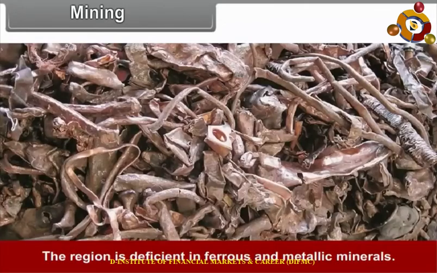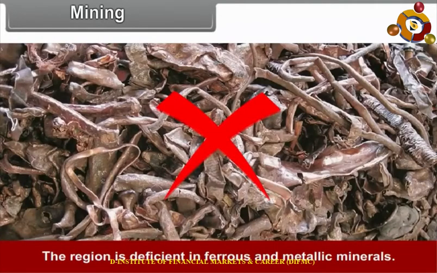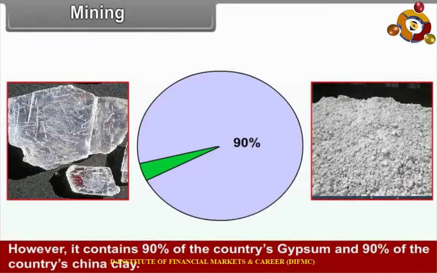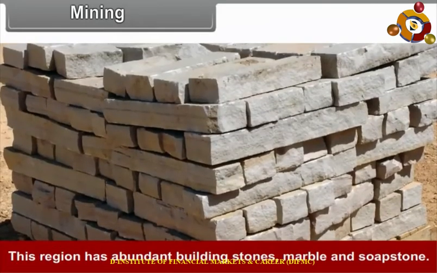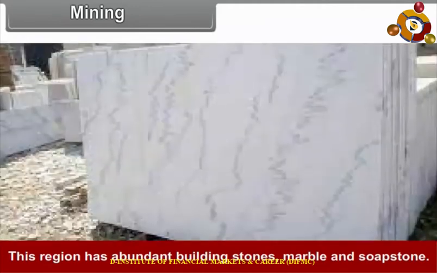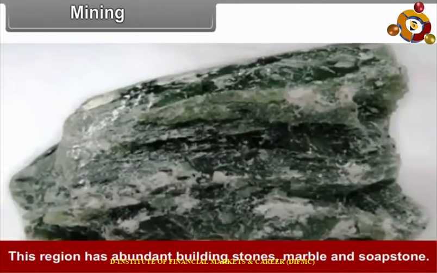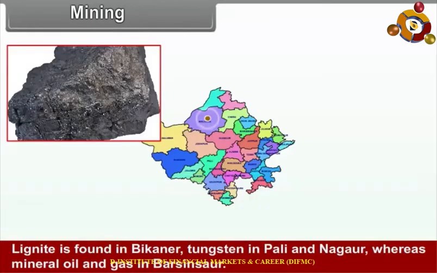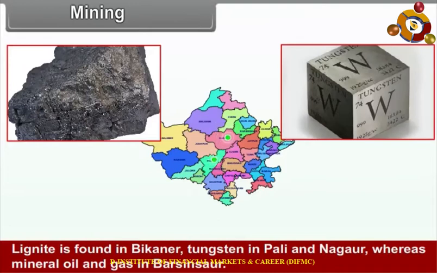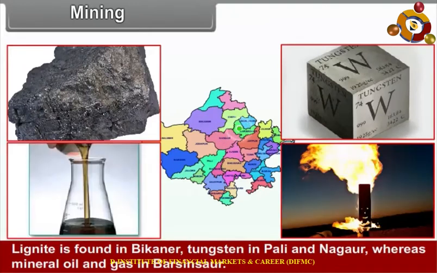Mining. The region is deficient in ferrous and metallic minerals. However, it contains 90% of the country's gypsum and 90% of the country's china clay. This region has abundant building stones, marble, and soapstone. Lignite is found in Bikaner, tungsten in Pali and Nagaur, whereas mineral oil and gas in Barmer.